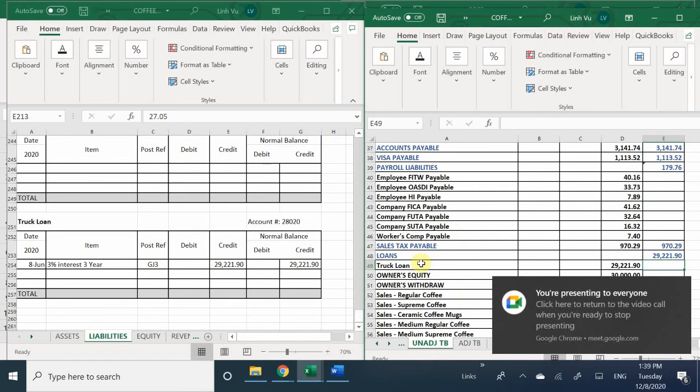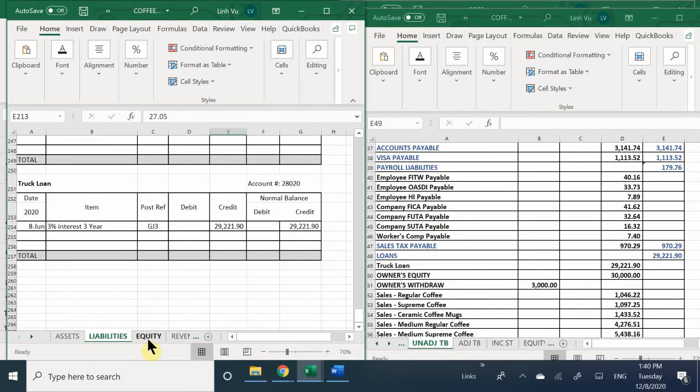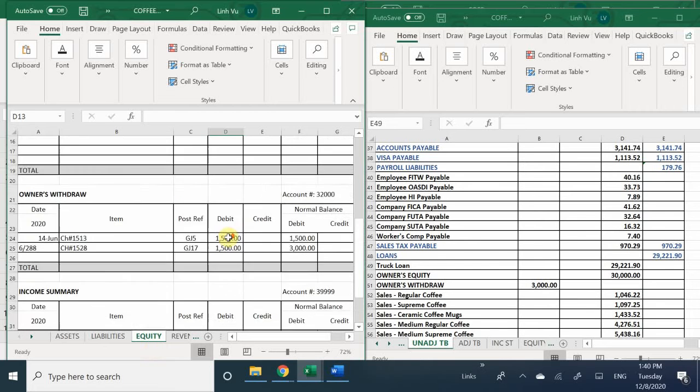Okay, so here we are. We just finished our loans, right? The loans is going to be our truck loan. We haven't done anything to it. So now next is going to be our equity accounts.